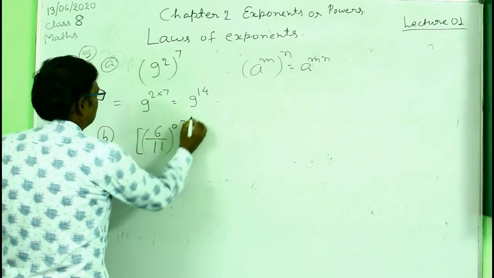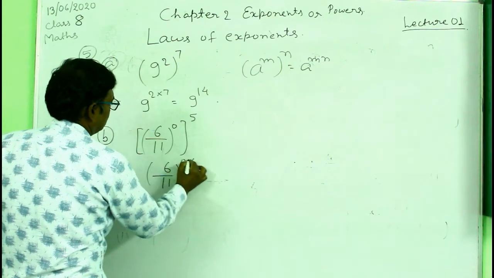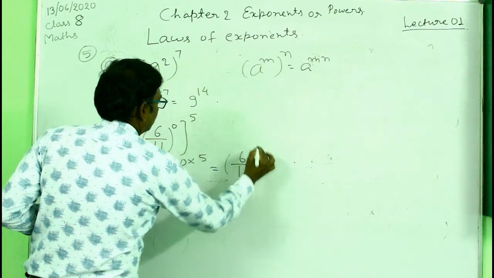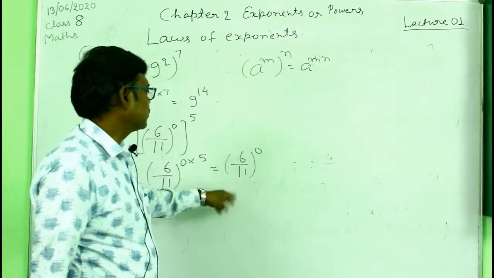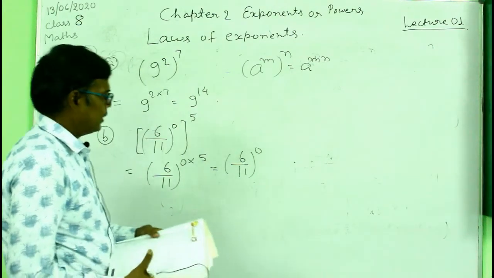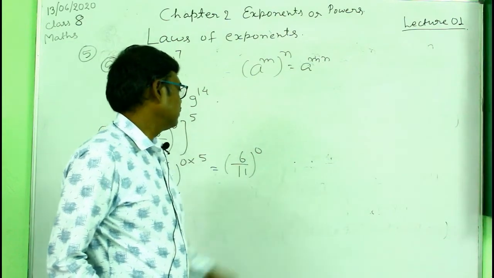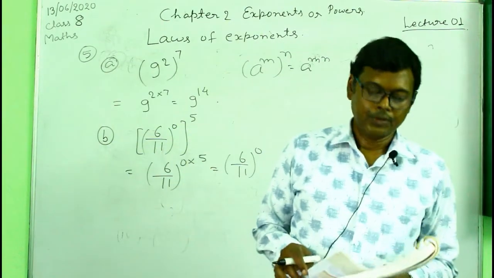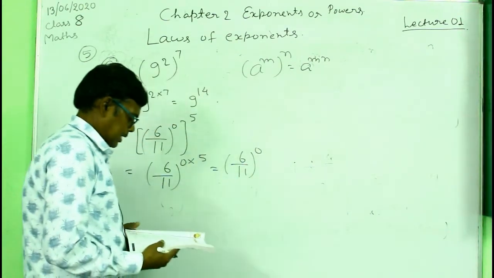and to the power 5. So it will be 6 by 11 to the power 0 into 5, and this will be equal to 6 by 11 to the power 0. And you will stop here. You will not find the answer for this, because you will study in the next exercise of this chapter that when the power is 0 the value is 1, but here you will not write the answer as 1, because in the question it is written that you will express the answer in the exponential form only. So leave the answer in this way. So this is the answer in the exponential form.